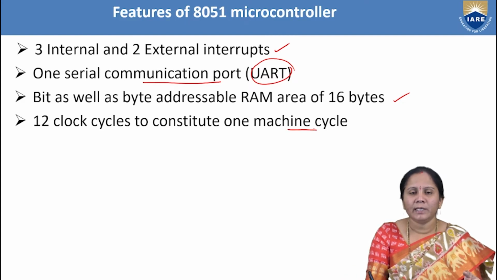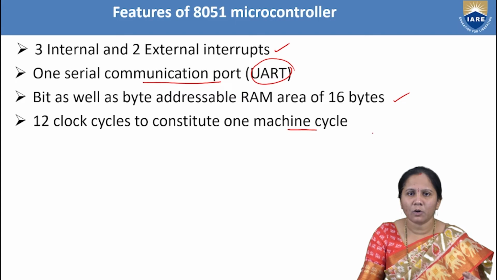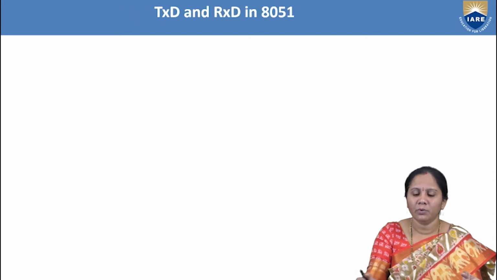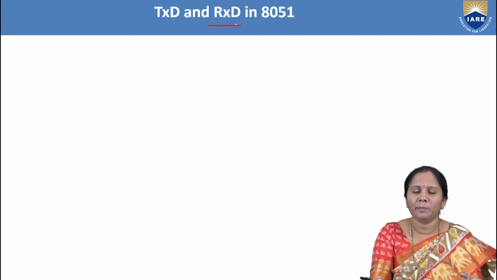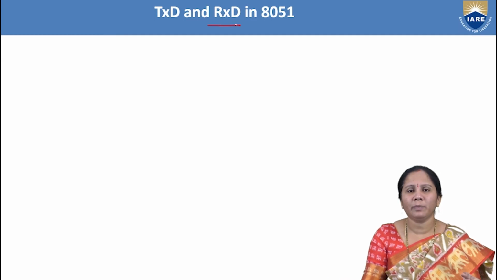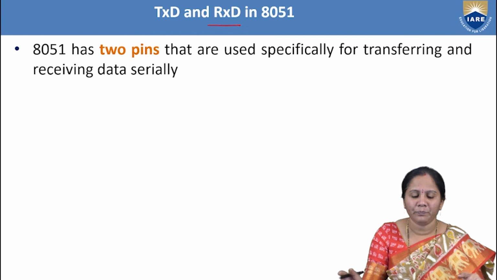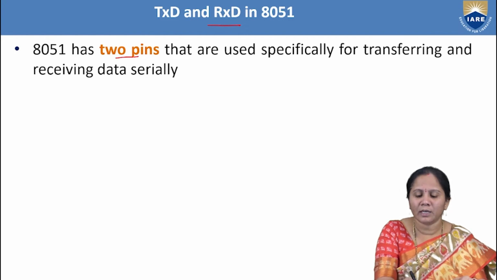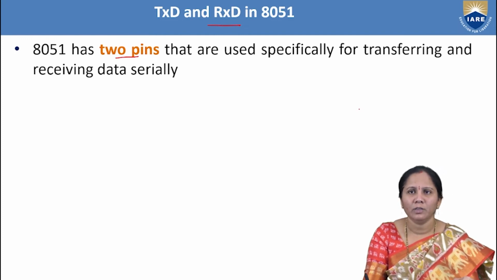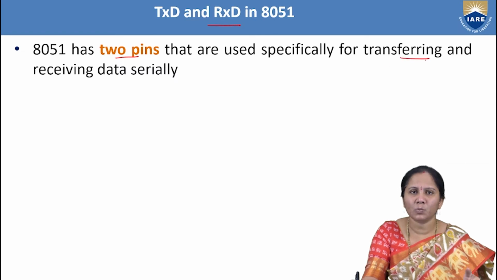And so 1 machine cycle is equal to 12 clock pulses. Now, coming to the serial port operation. To perform the serial port operation, we have to use 2 important pins. One is TxD, another one is RxD. TxD represents transmit data and RxD represents receive data. So 8051 has 2 pins that are used especially for transferring and receiving the data serially.